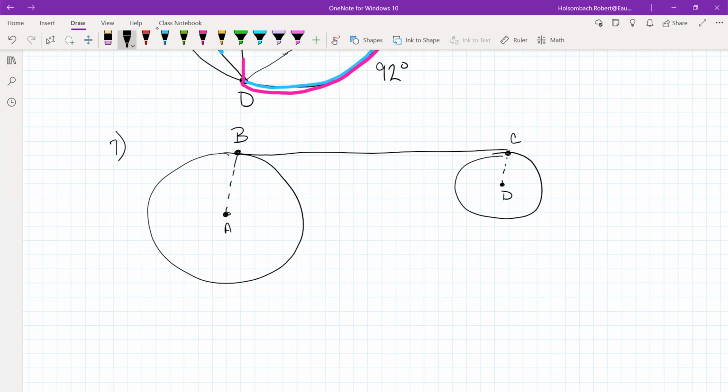And here's what you're told. BC is tangent to circle A at B and circle D at C. So BC is tangent to both circles. AB is 12. B to C is 23. And D to C is 5. DC is 5. Find AD.